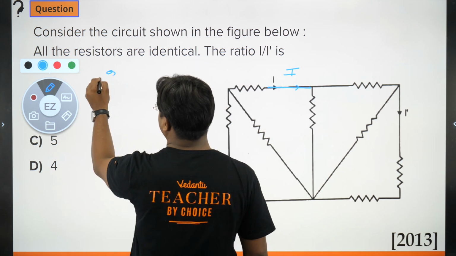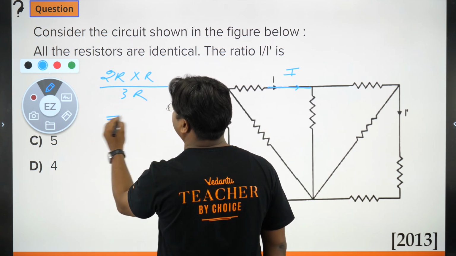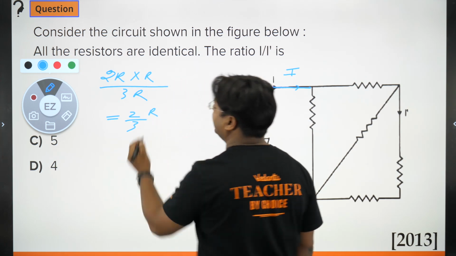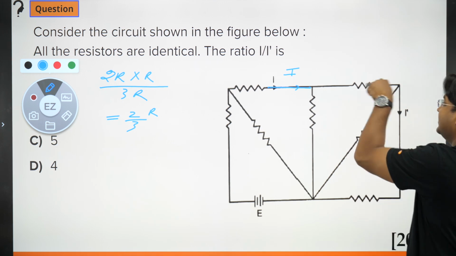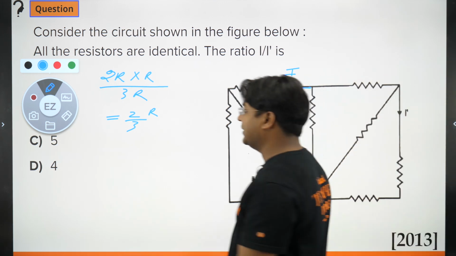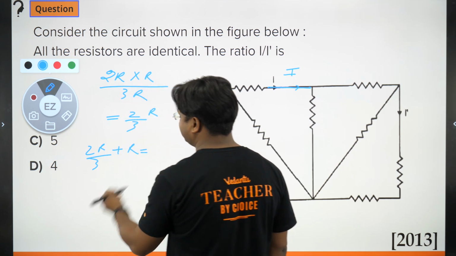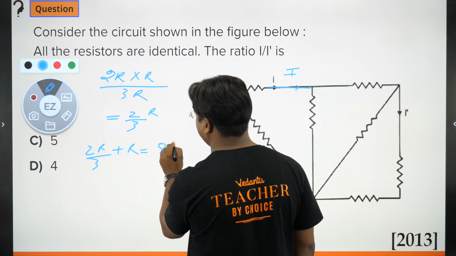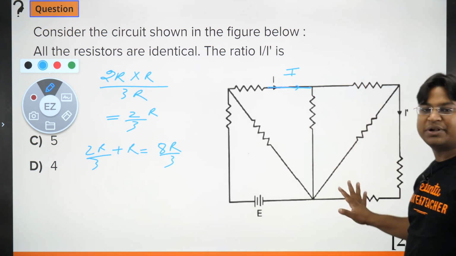2R and R, if they are connected parallelly, the value will be 2R by 3. So the equivalent of these three is 2R by 3, and this R is in series with 2R by 3. So 2R by 3 plus R, this becomes 8R by 3. So this entire branch has become 8R by 3.